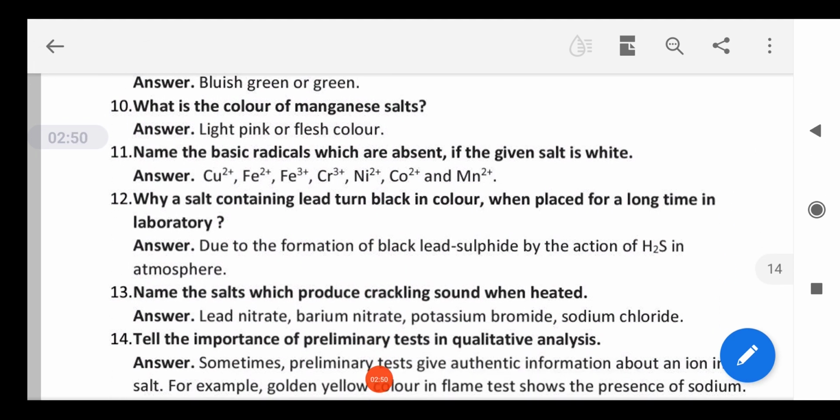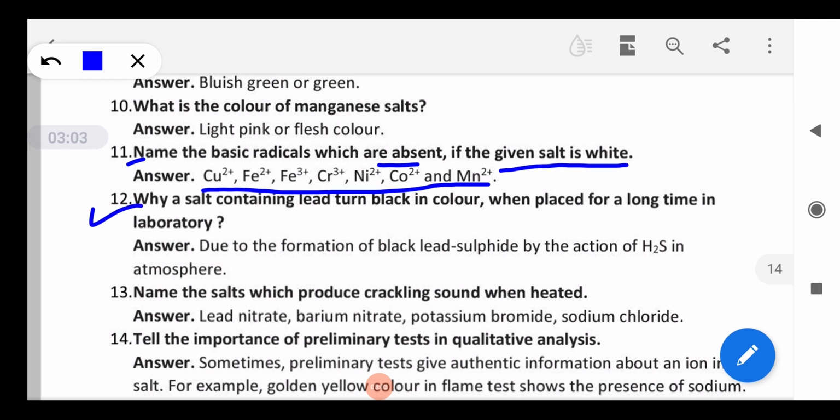Question number 11. Name the basic radicals which are absent if the given salt is white. If the salt is white, then the basic radicals which are colored will be absent, and this is the list of colored salts. Why does a salt containing lead turn black in color when placed for a long time in the laboratory?